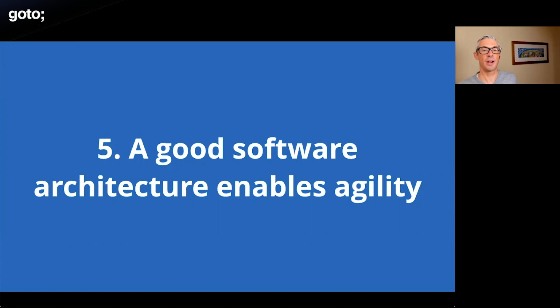The last thing I want to very briefly talk about is that a good architecture enables and gives you agility. So one of the things we've kind of heard over the past couple of decades is that you've got this agile thing, you've got this architecture thing, and they're somehow different and they're competing, and that's actually not the case. From my perspective, they're actually complementary.